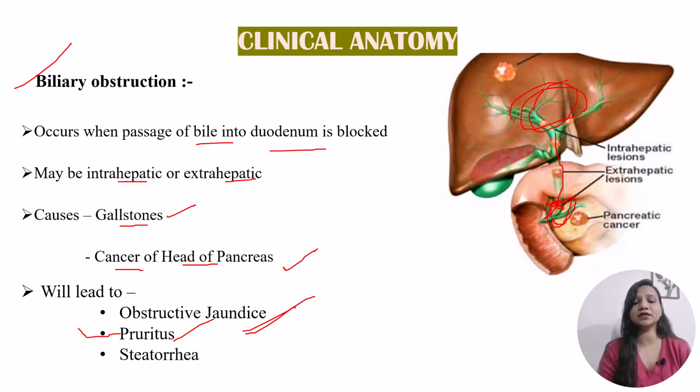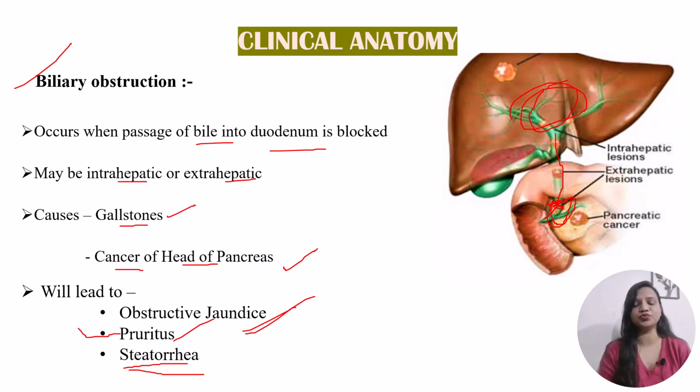And the third one is steatorrhea. Steatorrhea means excess of fat in stools. As we know, there is a biliary obstruction, so the bile is not reaching the intestine, which leads to reduced bile in the intestine. That will lead to fat malabsorption. The fat is not absorbed well, or not at all, because of the absence of bile. So this will lead to the condition of steatorrhea, that is excess of bile in the stools, sorry, excess of fat in the stools.